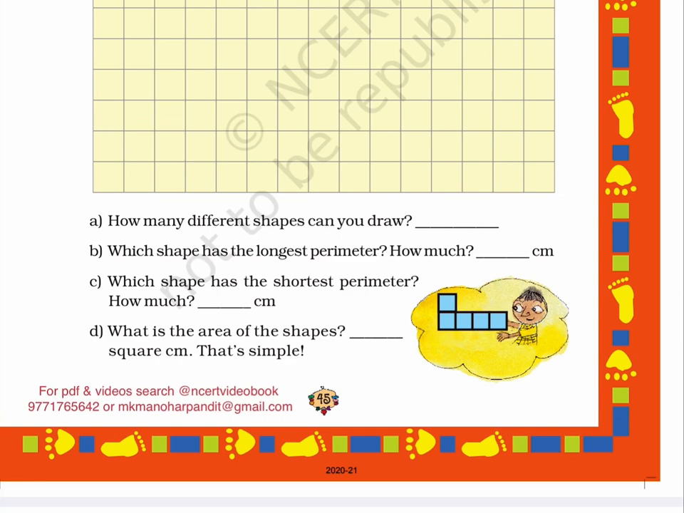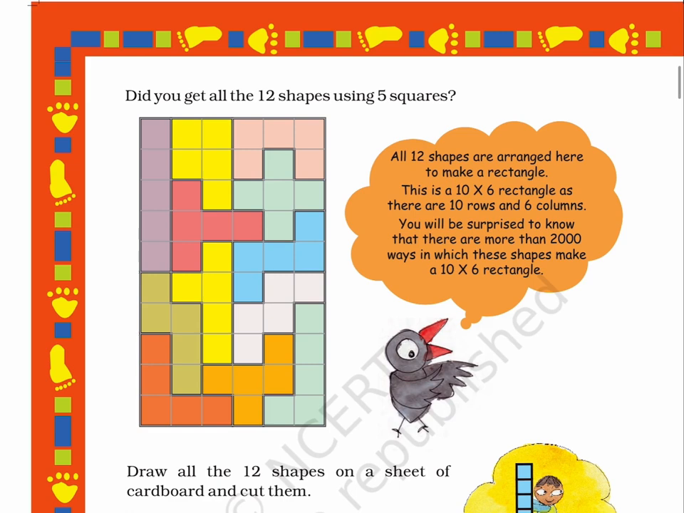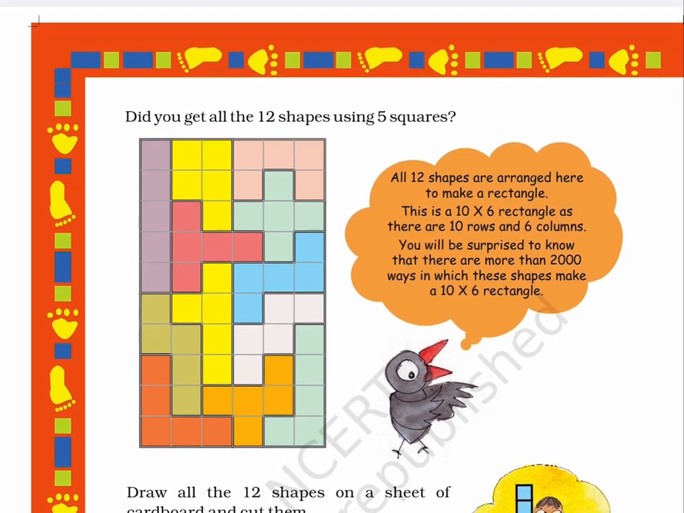Page 46. Did you get all the 12 shapes using 5 squares? Below this question we see the picture of that square grid with 12 shapes shown in different colors. Besides this picture, we see a bird standing and telling us, all 12 shapes are arranged here to make a rectangle. This is a 10 by 6 rectangle as there are 10 rows and 6 columns.